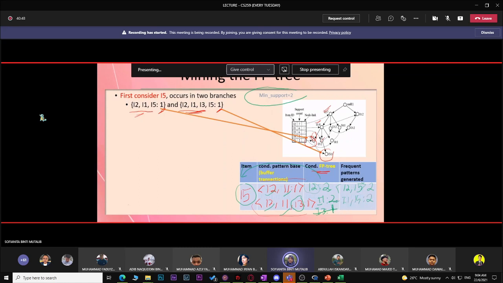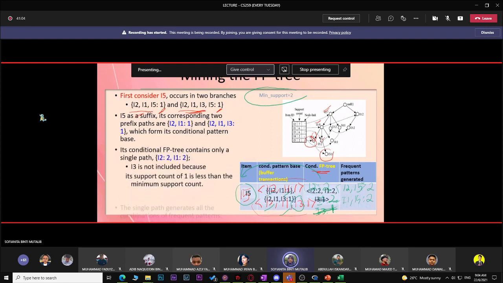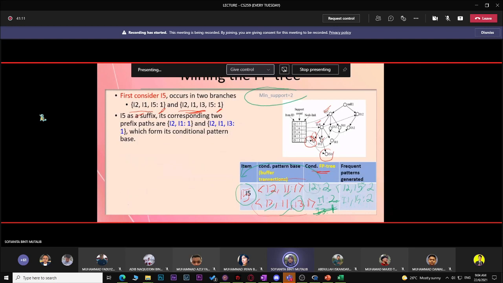Okay, faham? Yang ini prune tadi kan? We prune because it lesser than minimum support. Okay, so you can see here the description of the processes lah. Any question this part? Okay, faham. So we have done on I5.